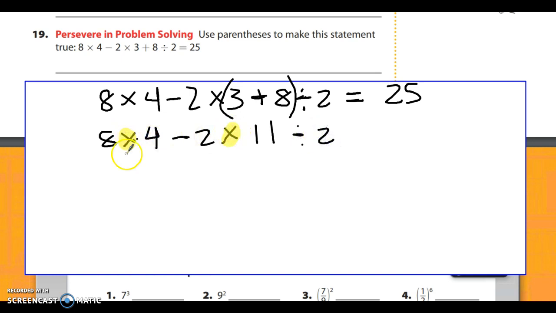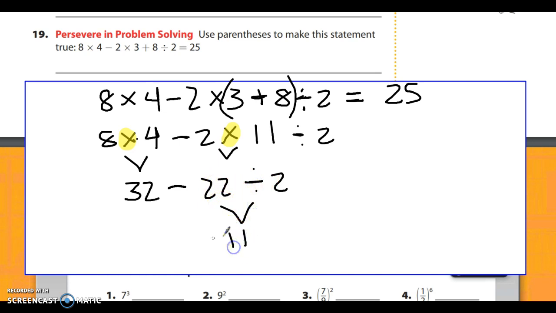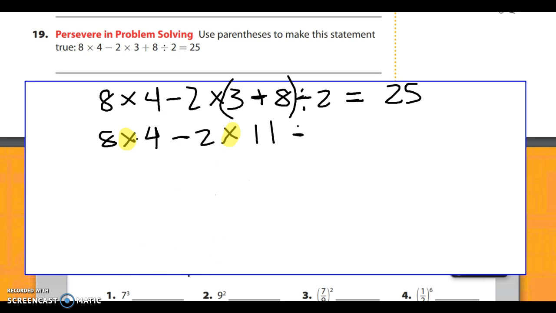Let's try this. 8 times 4 is 32. Subtract 2 times 11 is 22. And then I've got divide 2. I have to divide first before I subtract. So 22 divided by 2 is 11. And I got 32. 32 minus 11, that's not 25. So that's not it. Now, I obviously, as the teacher, have access to the answer key, and I know what the correct answer is. So why did I put you through this big guess and check method? Well, I just wanted to show you that it is worth persevering sometimes.